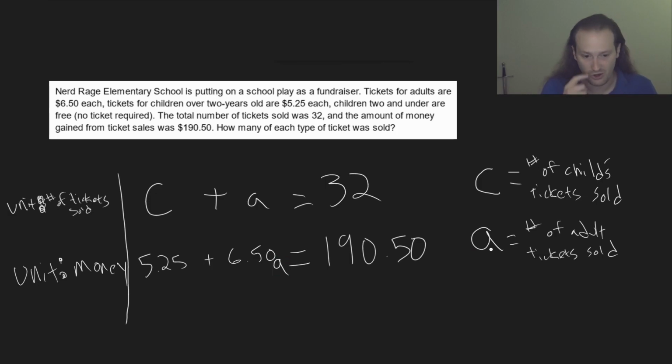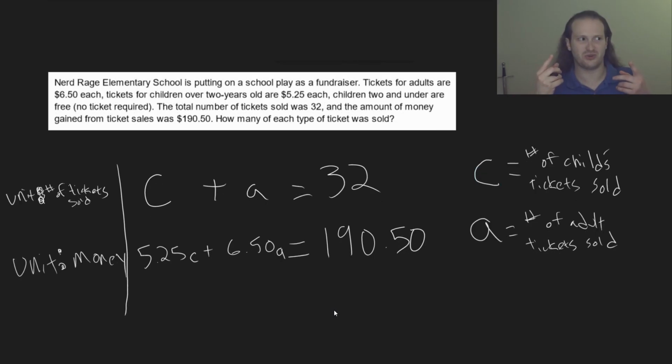And then using the same argument, how much money did they make off of just the children's ticket sales? So we have 5.25 for each of the C tickets sold. Now that you have the idea of how to do it, try some of your own homework problems or example problems to kind of drill it into your head, these new techniques of not even doing math, but being a translator.